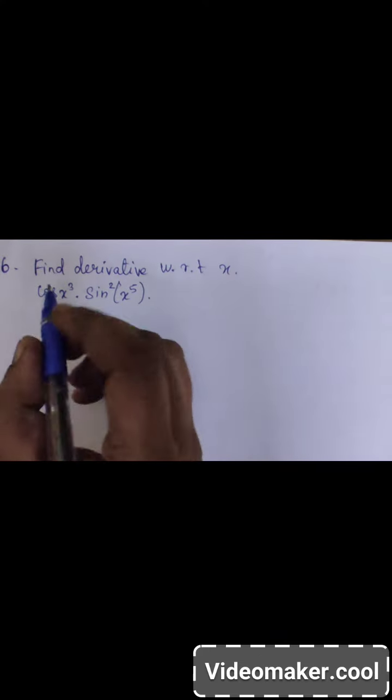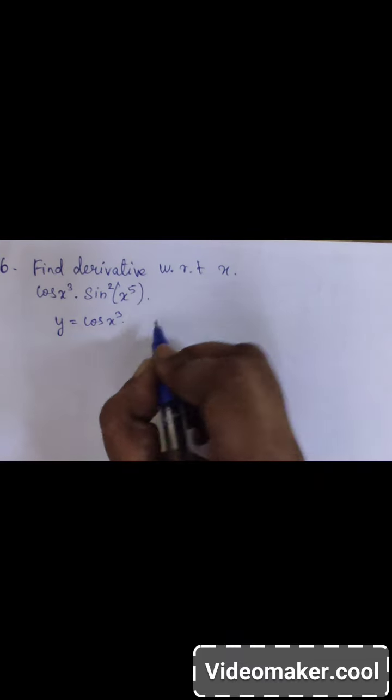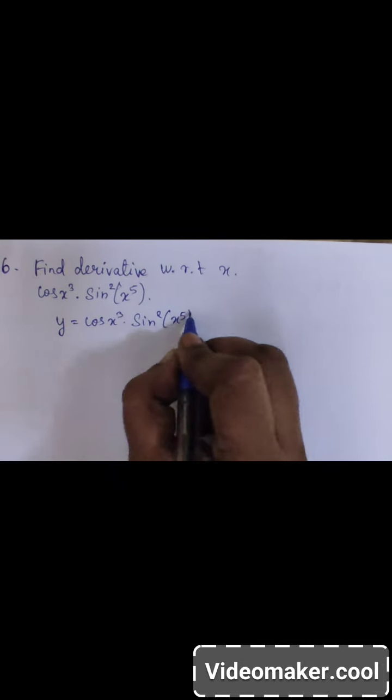Vanakkam one and all. We will discuss problem number 6 of exercise 5.2. Here they are asking us to find the derivative of the function cos x cube into sine square of x power 5. So here we have to differentiate this with respect to x. Now we can take the given function as y, cos of x cube and sine square of x to the power 5.